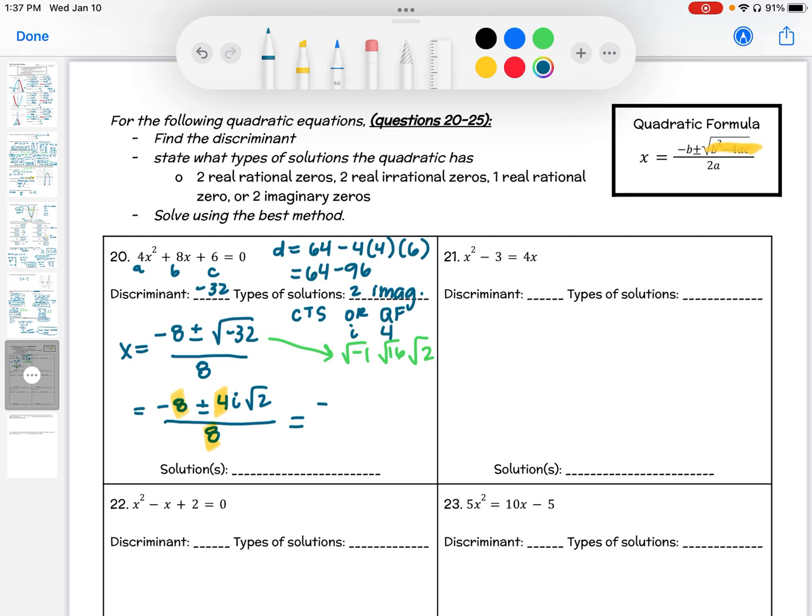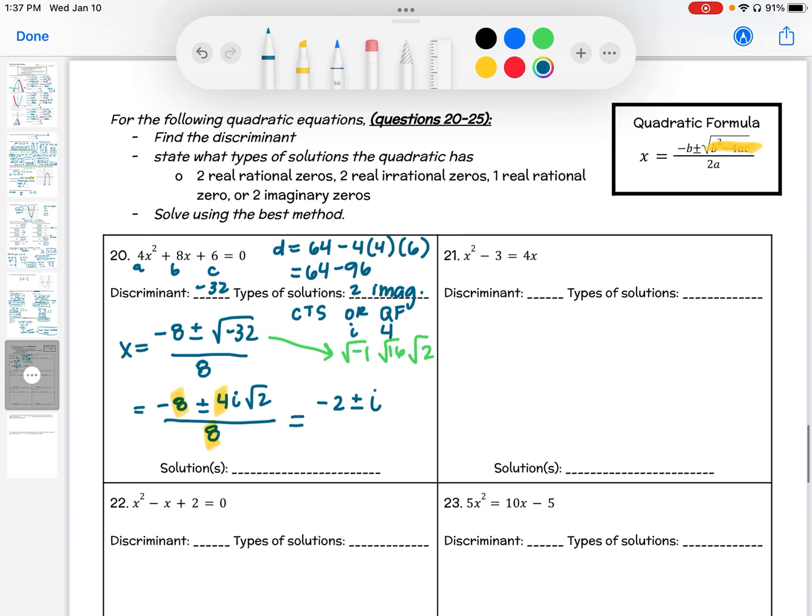Negative 8 divided by 4 is negative 2, plus or minus 4 divided by 4. We're just going to be left with 1. We don't have to write the 1, especially because we have an i out there. Remember that 2, we can't touch it, it just stays the same. And then 8 divided by 4 is 2. So that would be our final answer. And I'm just going to draw an arrow so we don't have to rewrite that.